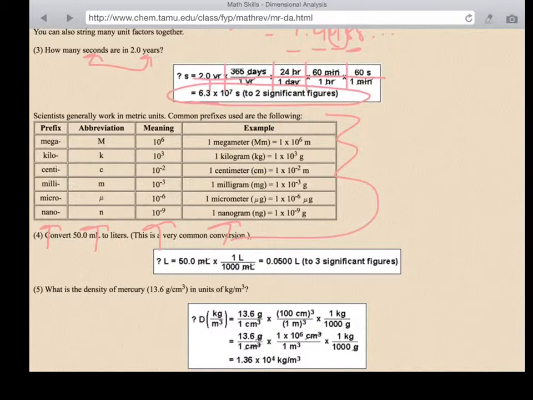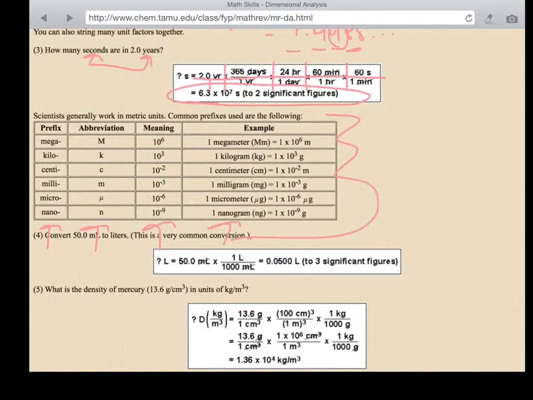We talked about that when we did dimensional analysis. It doesn't matter which way you want to do it, just make sure that it is a numerically equivalent relationship. When you work this out, when you plug that in your calculator, you'll still get the same answer, 0.0500 liters.